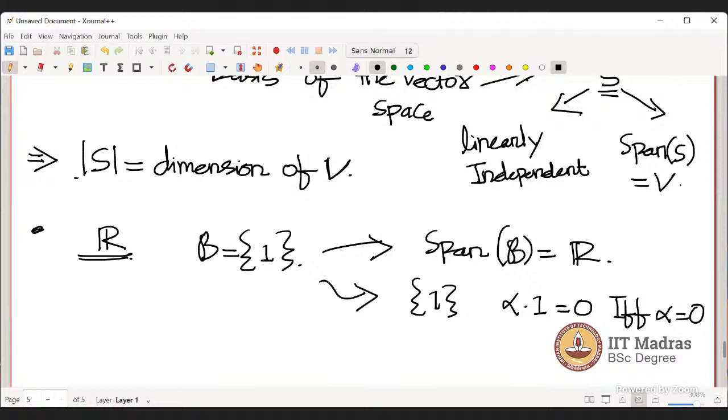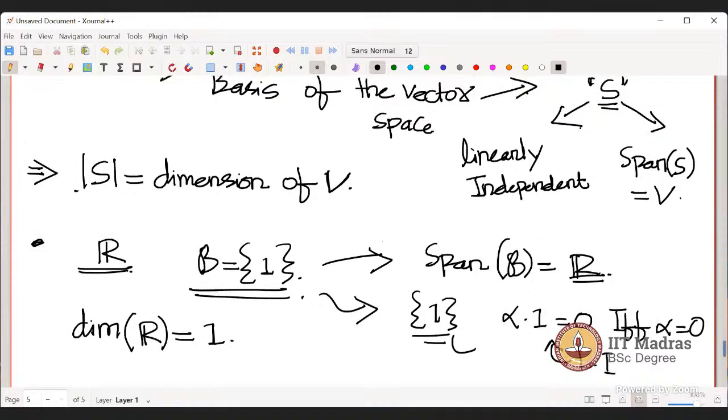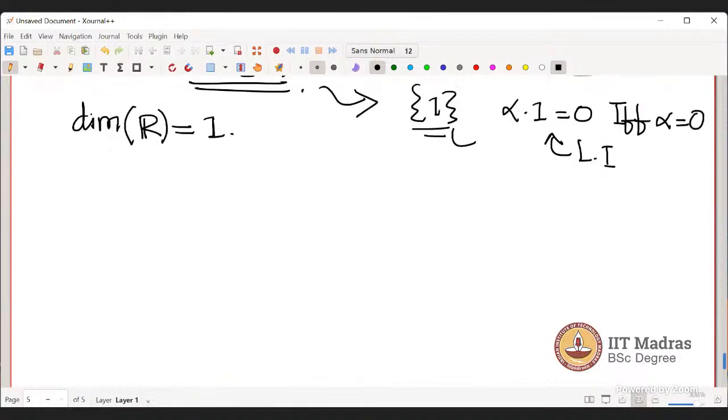So that means the span of the set is R, and this set is linearly independent. That means B is a basis of R. So the cardinality of B is 1. So the dimension of R is 1, right? Similarly, I'll come to this question.